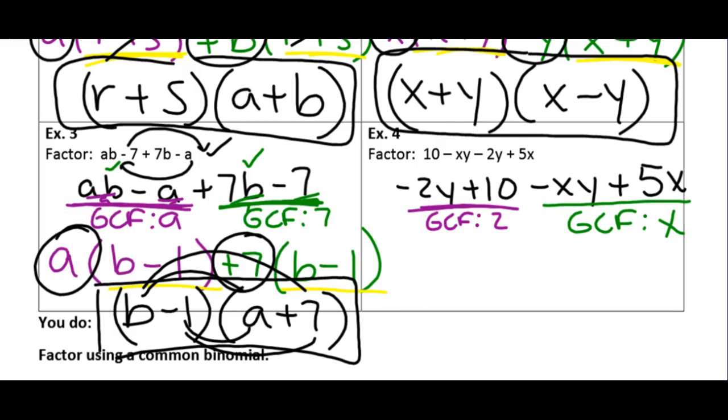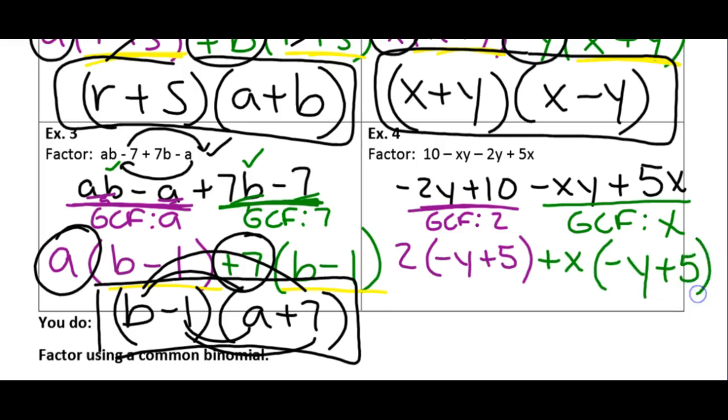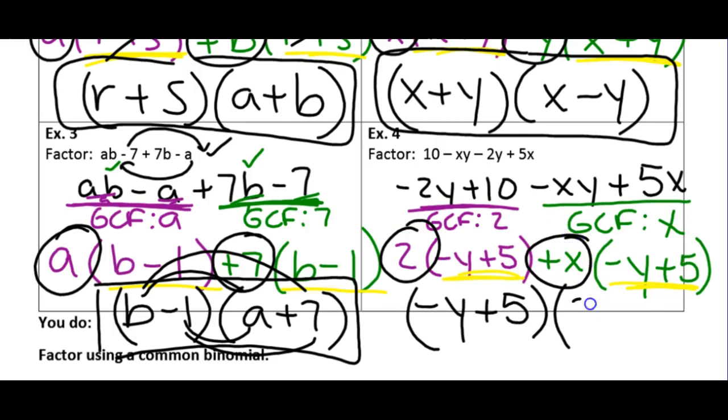So looking at my first group, I'm factoring out a 2. And what's left? Negative y plus 5. My second group, I'm factoring out an x, so plus x. And what's left? Negative y plus 5. Now I see I have a common binomial right here. So negative y plus 5 is one binomial, and my other one is 2 plus x. There we go.